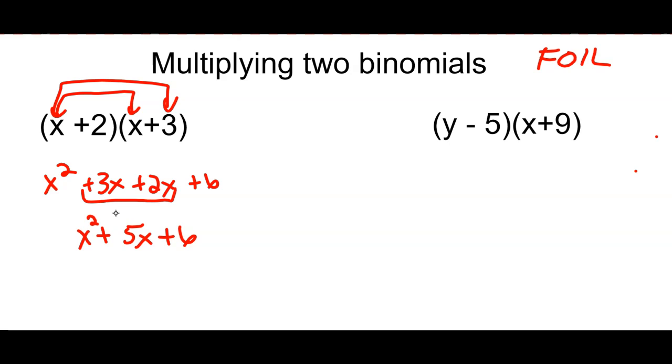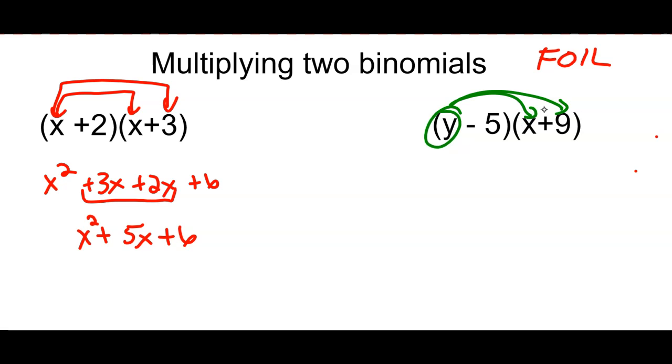Now, I've got some students that just absolutely can't stand the FOIL method. It just bothers them, but they're good with the distributive property. The FOIL method is just the distributive property done twice. So let's look at this next example right here. Just take the y and distribute it to the next binomial there. So y times x and y times 9.